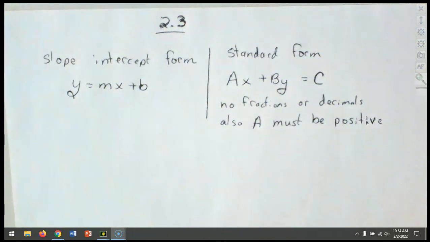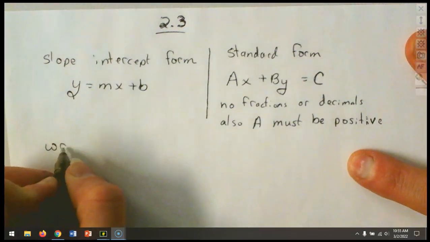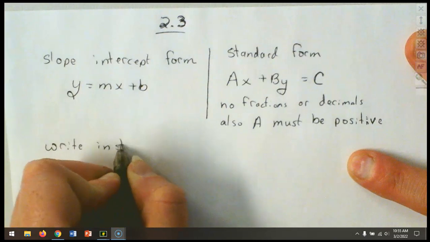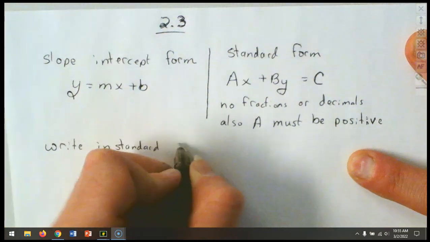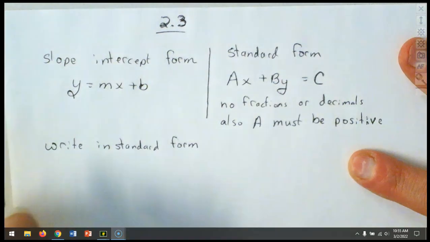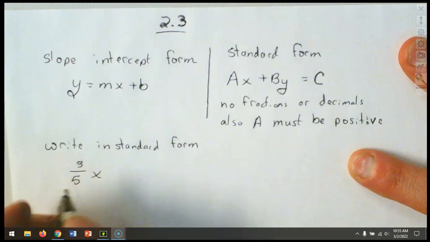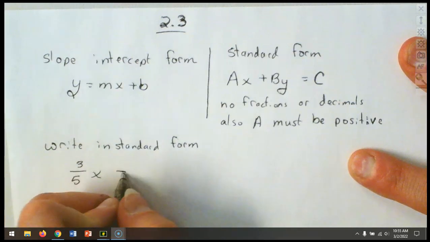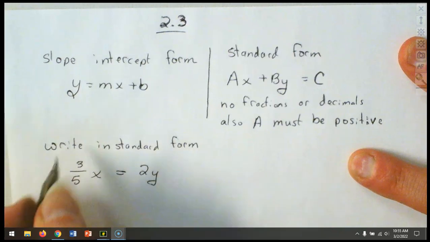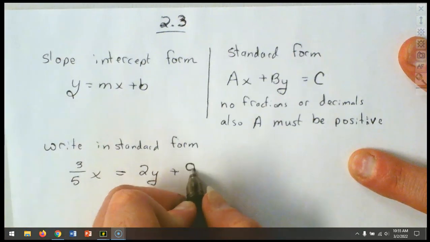So let's work with a few of these. We're not going to work with slope-intercept form much because we've already done it, and we'll do it when we work out the questions. Standard form is sometimes where students struggle a bit, to write equations in standard form. So let's just write these in standard form. How about 3/5 x equals 2y plus 9.